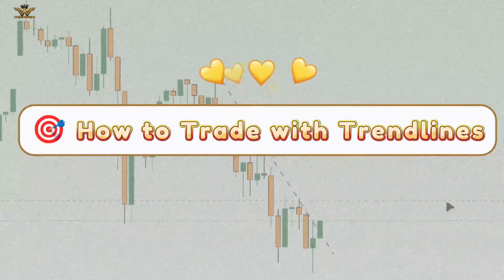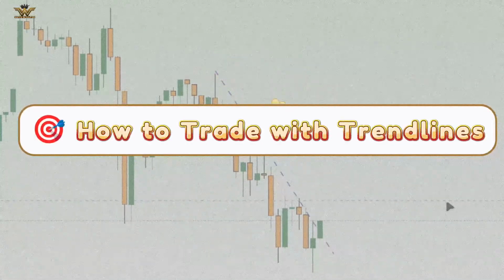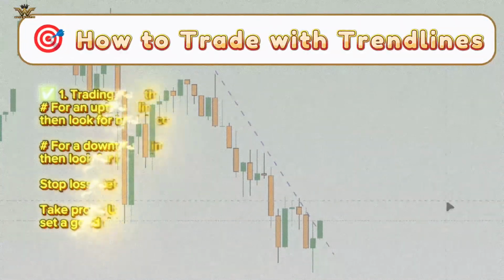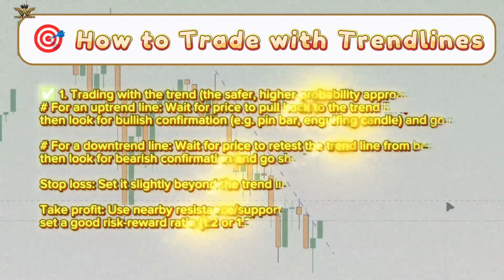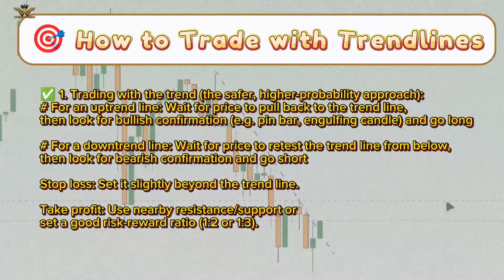How to trade with trend lines? Once you have identified a valid trend line, there are two main ways to trade. First, trading with the trend. For an uptrend line, wait for the price to pull back to the trend line, and then look for bullish confirmations like a pin bar or engulfing candles, and go long. For a downtrend line, wait for the price to retest the trend line from below, and look for bearish confirmation, and go short. Stop loss? Set it slightly beyond the trend line. Take profit? Use a nearby resistance or support zone, or set a good risk-reward ratio.